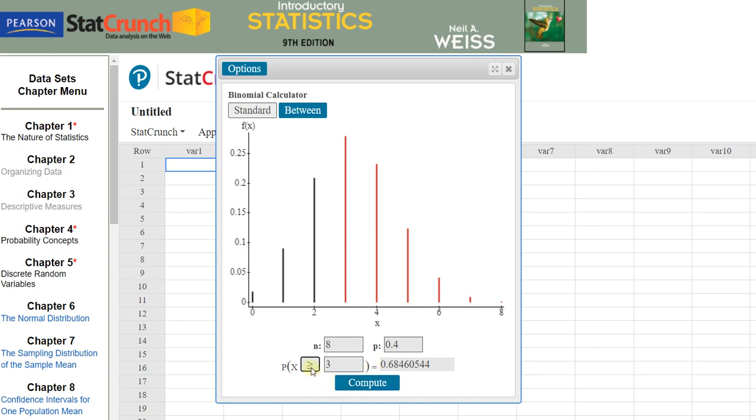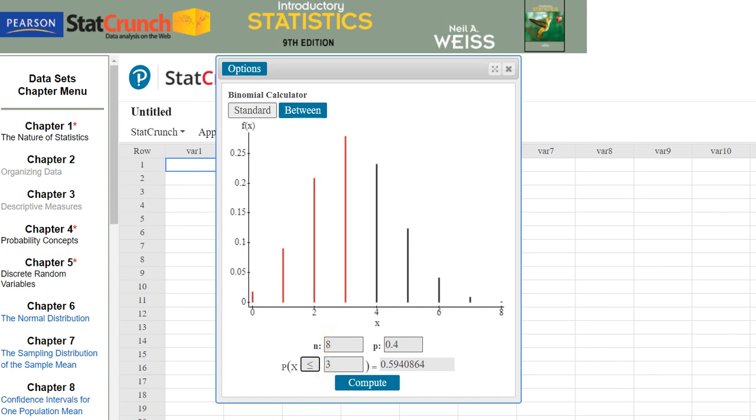Now, probability of at most 3 means less than or equal to 3. That probability is going to be 0.5941. I will transfer these to my notebook in a few moments. And there you have it. So it's pretty easy, isn't it?